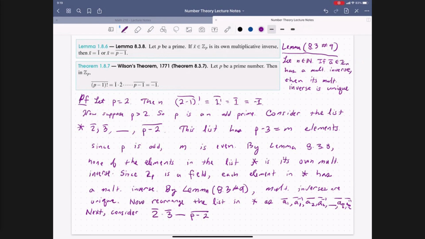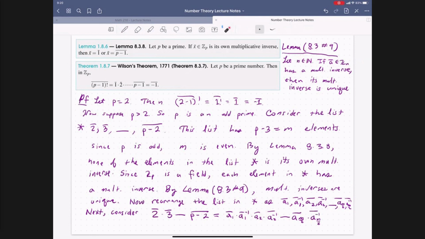But now every element appearing in this product is the same as all the elements appearing in this list that we rearranged with this notation. So now we have that this here is the same as A1 bar times A1 inverse times A2 bar times its inverse, all the way until we get to A m over 2 bar times its inverse.